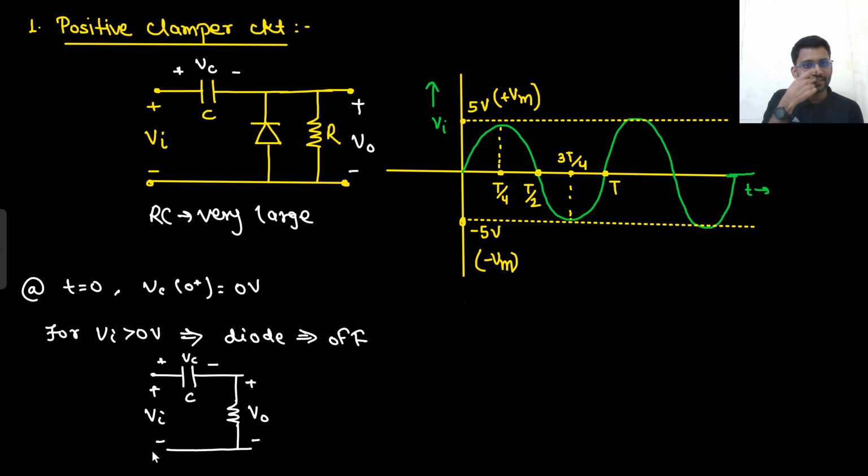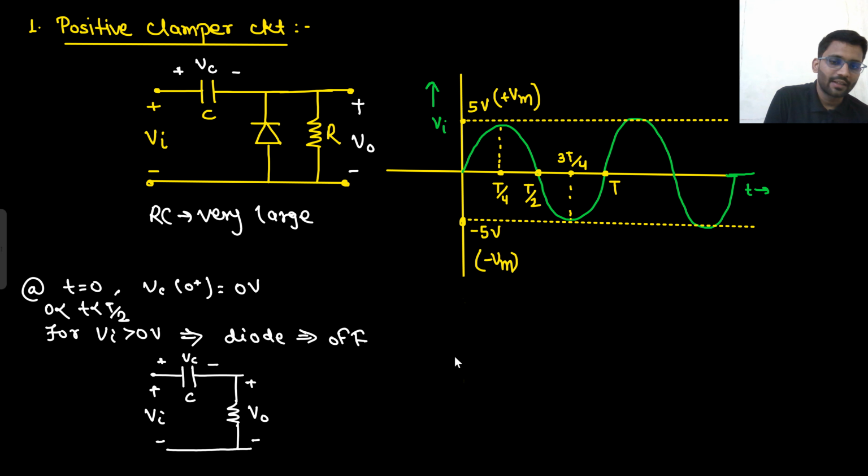Now people can think, what if the capacitor starts charging? But I told you one thing, the RC value is very large, so the capacitor will not even charge, right? People can say that for V in greater than 0, that is for 0 to T by 2 time, the capacitor can start charging, but the value of RC is so large that the capacitor will not even get time to charge.